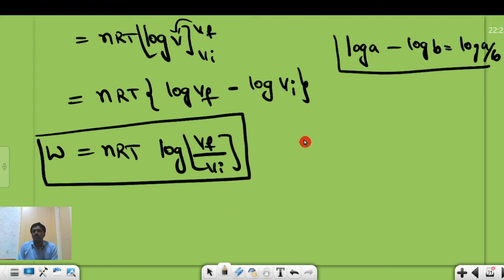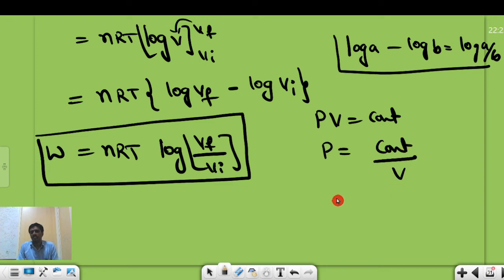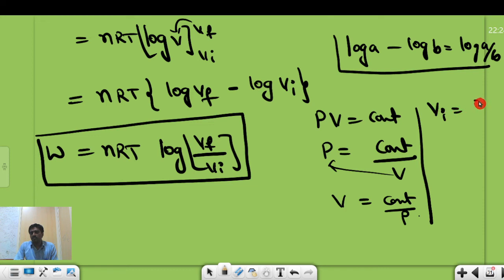In the isothermal process, PV is equal to constant, so P is equal to some constant divided by V. One more formula we can take, just interchanging this one: V is equal to some constant divided by P. So with the help of this, if I substitute here, V initial is equal to some constant divided by P initial, and V final is equal to some constant divided by P final.